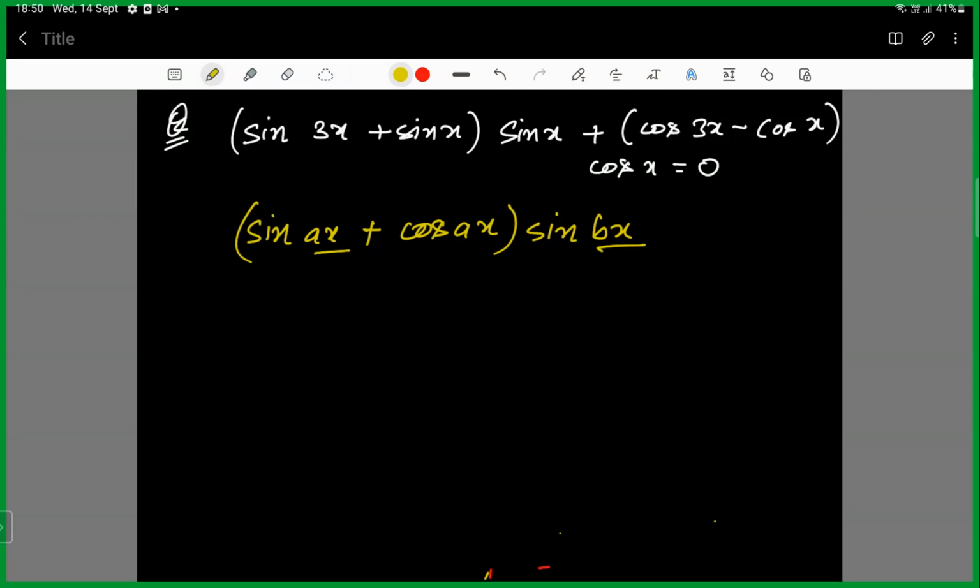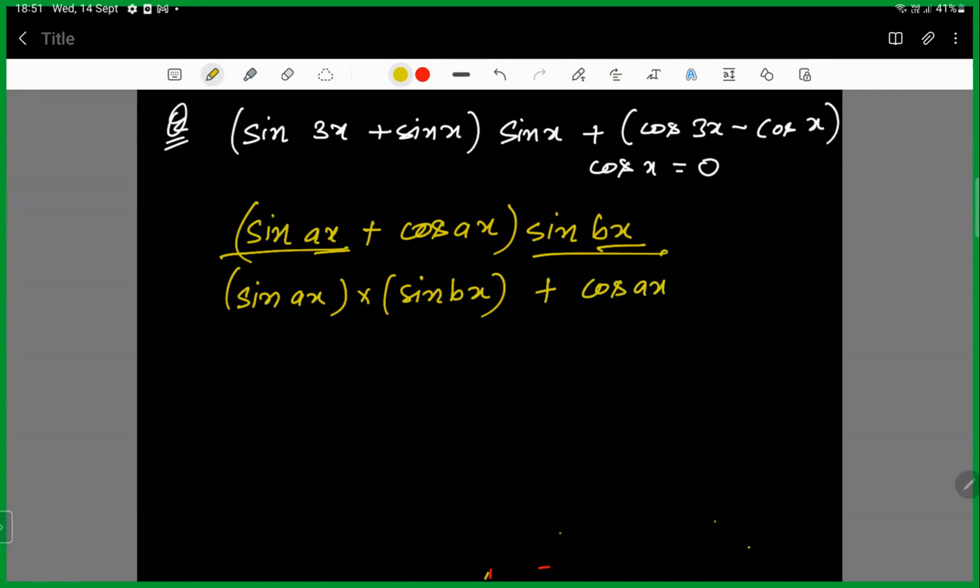Okay? So you will multiply it by sine ax multiplied by sine bx. We have done the multiplication of this term and this term. Now plus this cos ax multiplied by sine bx. Okay, and that's how we do multiplication of trigonometric ratios.